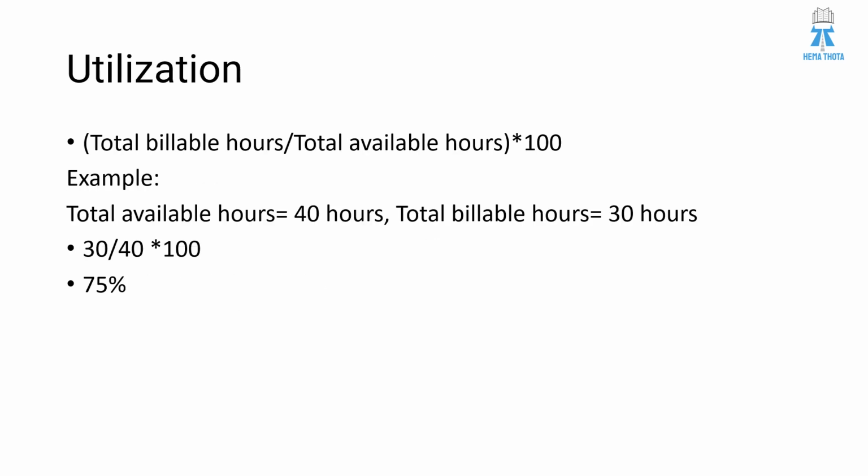So the last one is utilization. The utilization is total billable hours divided by total available hours, into 100. The example here: I took 1 week of time. Total available hours for the week is 40 hours if you consider eight hours per day. And total billable hours is 30 hours, for example, a person worked for 6 hours in a day. So 30 by 40 into 100, that is 75%. The utilization value also differs from project to project and from company to company. In a more mature organization, the utilization goal value will be at the organization level.